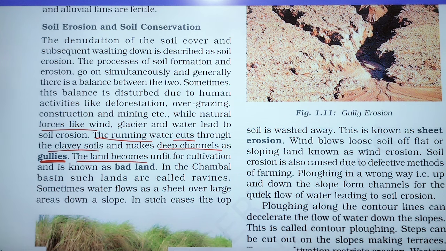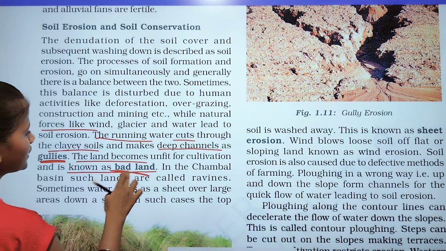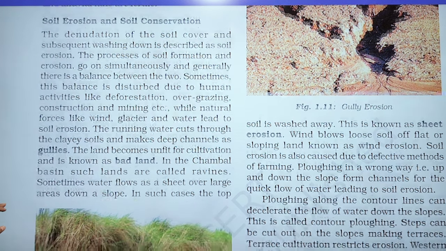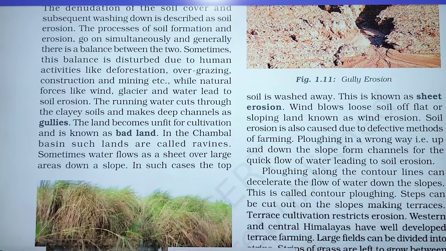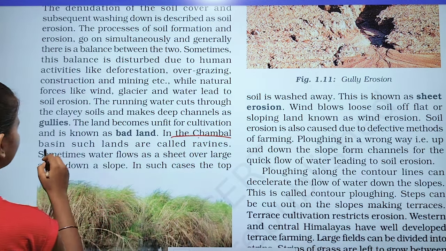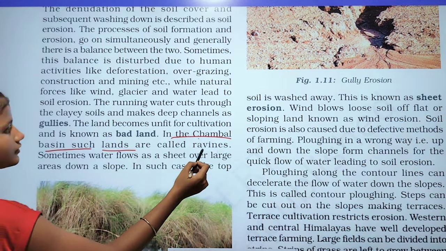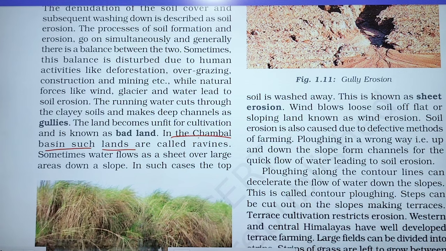The land becomes unfit for cultivation and is known as bad land. This type of land becomes unfit for cultivation, so these soils are known as bad soil. In the Chambal basin, such lands are called ravines.